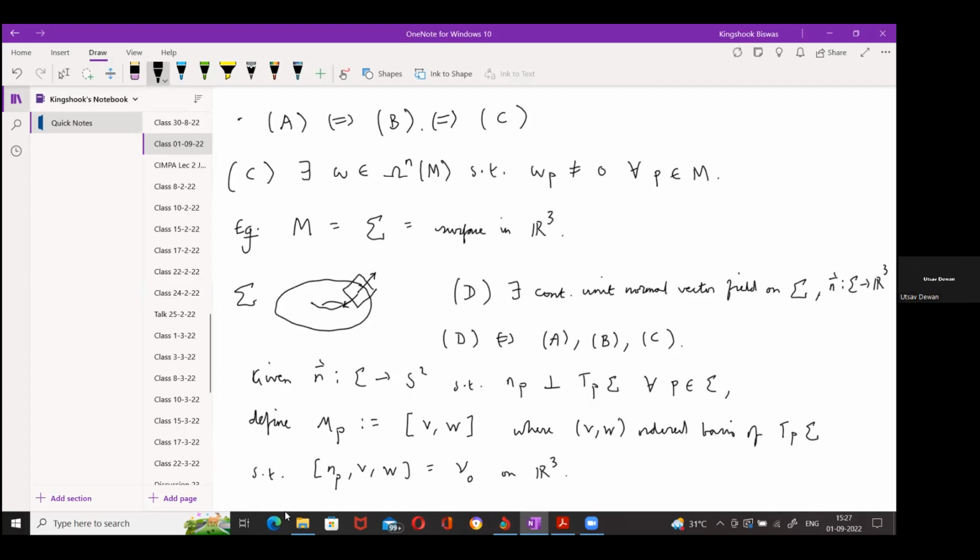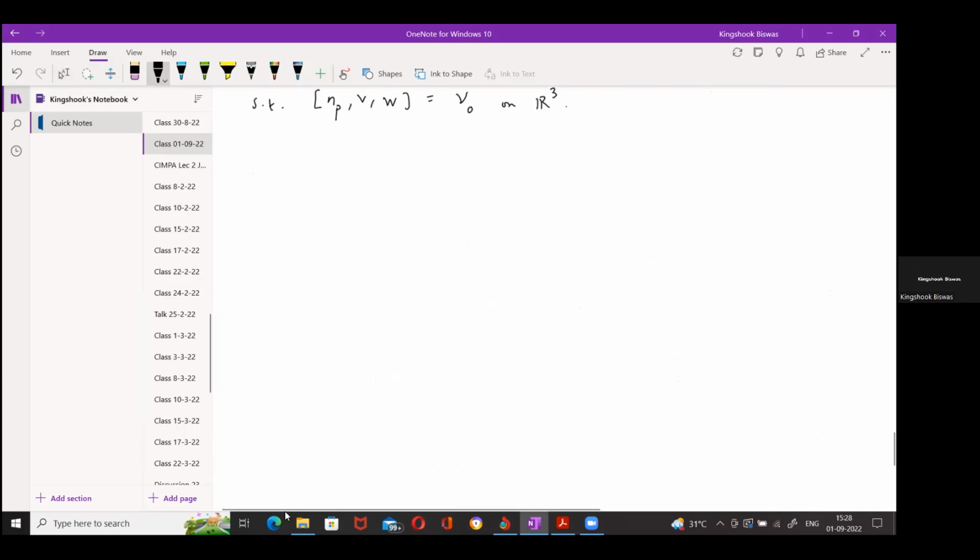So you choose v, w here so that the triple N, v, w gives you the standard orientation on R3. Okay. So this leads to an example of a non-orientable surface, which is the Mobius strip.